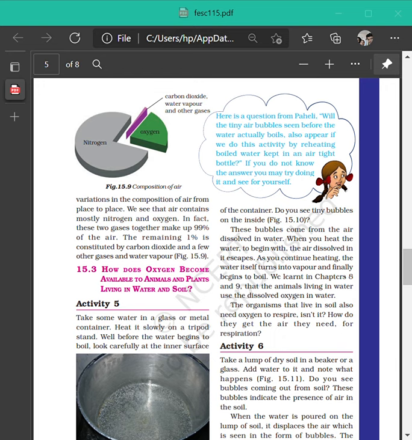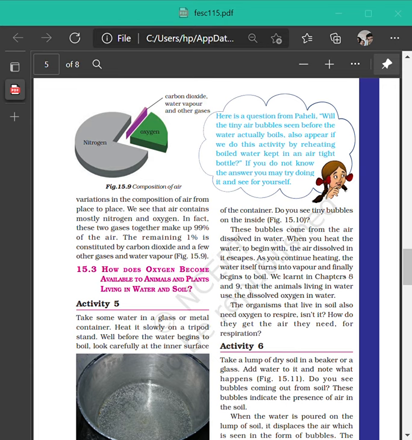We learned in chapters 8 and 9 that the animals living in water use the dissolved oxygen in water. The organisms that live in soil also need oxygen to respire, isn't it? How do they get the air they need for respiration?